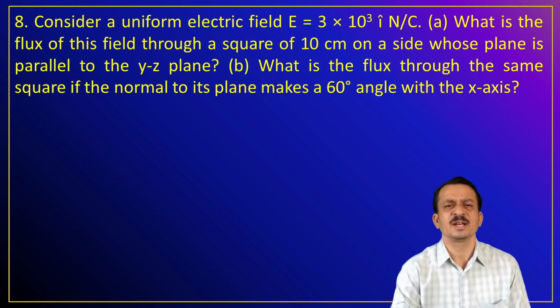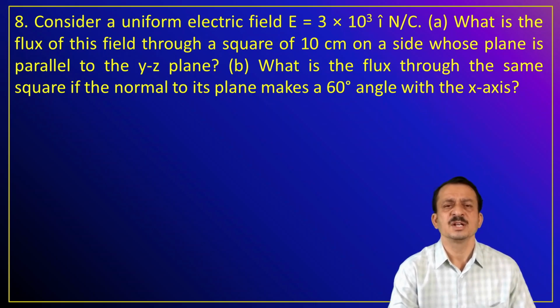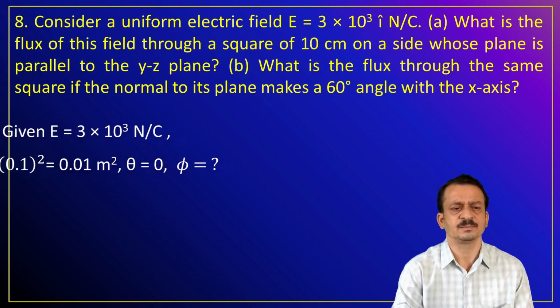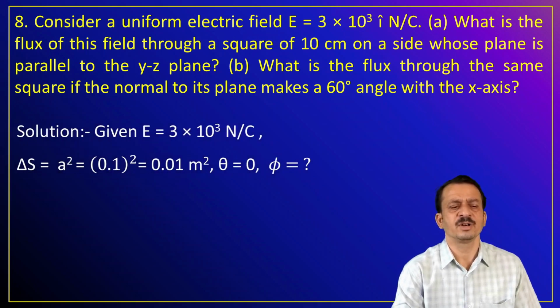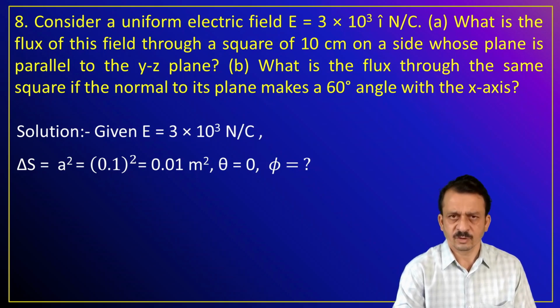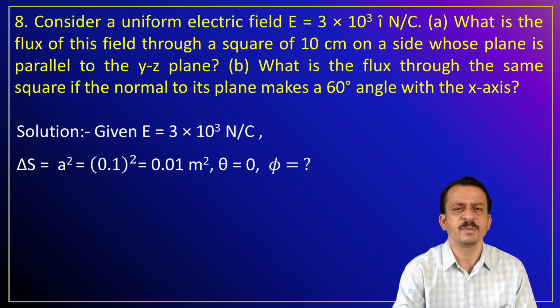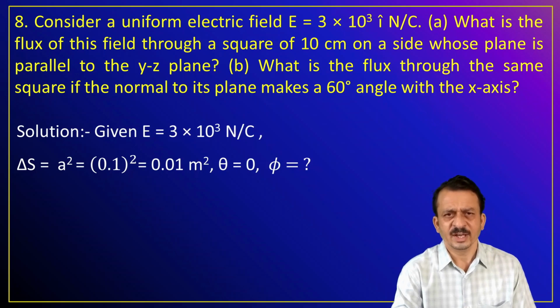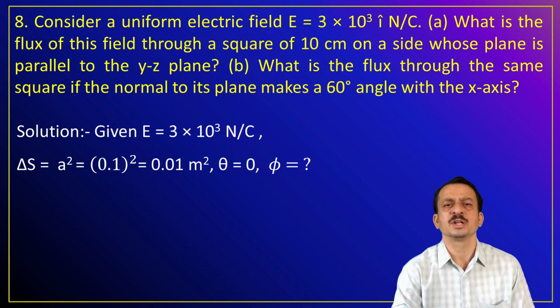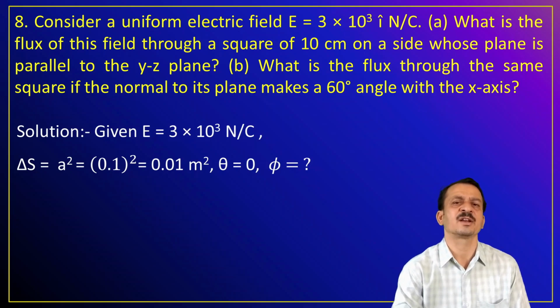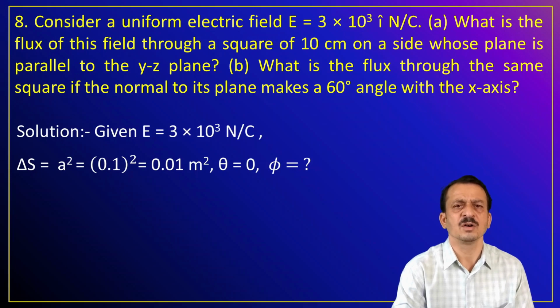Now a square is placed in the YZ plane. Now look at that diagram. Electric field is given and the square is given of side 10 centimeter. Therefore, if you convert into meter, it is 0.1. Now area of the square becomes 0.01 meter square. Now the area vector, the plane is placed in YZ plane and the electric field is along the x-axis. So therefore, the area vector and the field vector are parallel to each other. Therefore, theta is equal to 0.